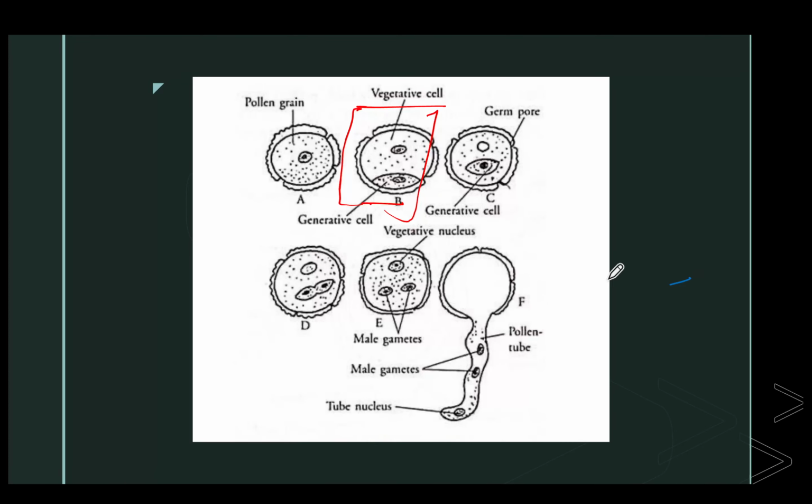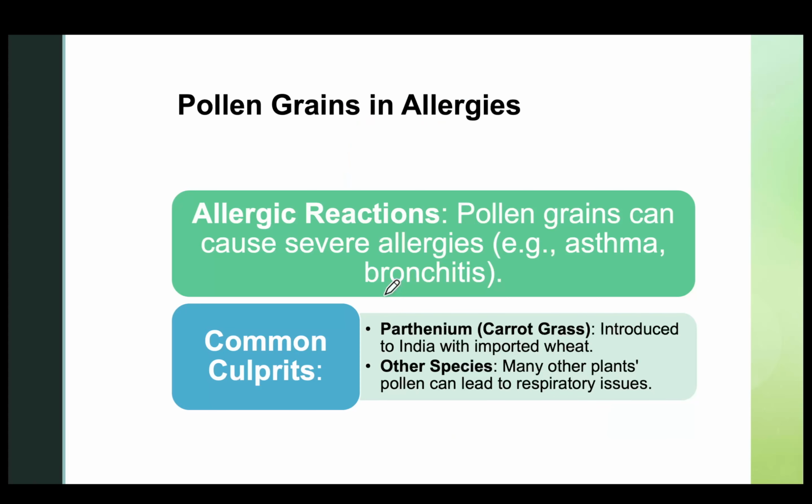So again, look at the structure. This is the vegetative cell. The one below, which floats in the cytoplasm of the vegetative cell, that's the generative cell. This generative cell will further divide and form two male gametes, and these male gametes will participate in the process of fertilization with the female gametophyte. Clear? That we will learn in the next class, how the event of fertilization takes place in the flowering plant. Clear? Now next is what?